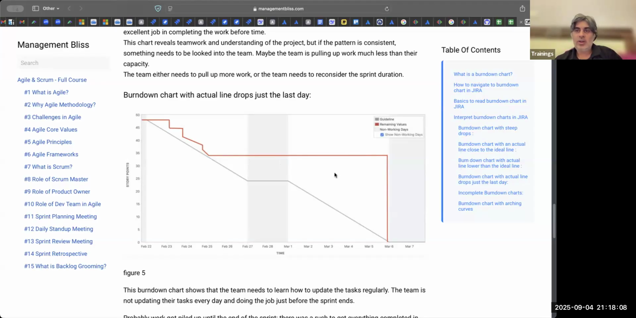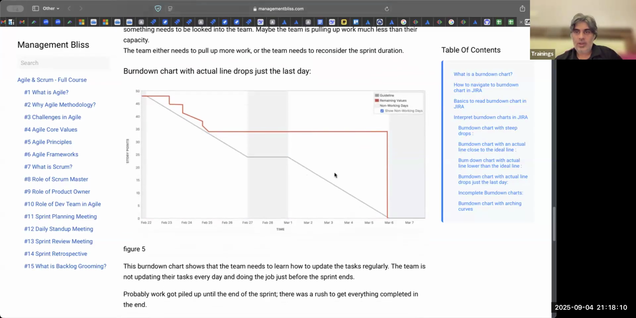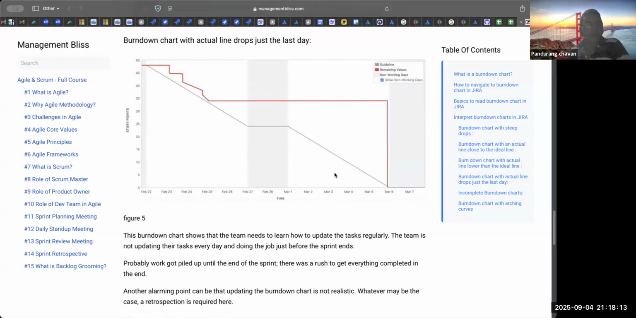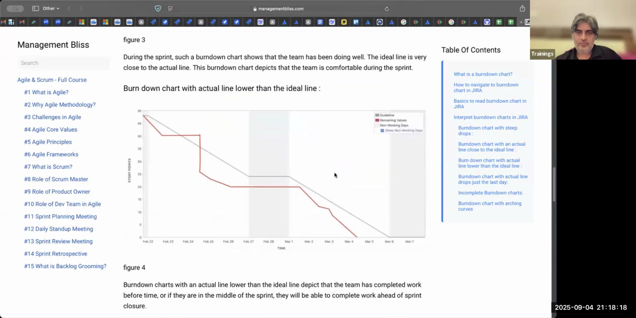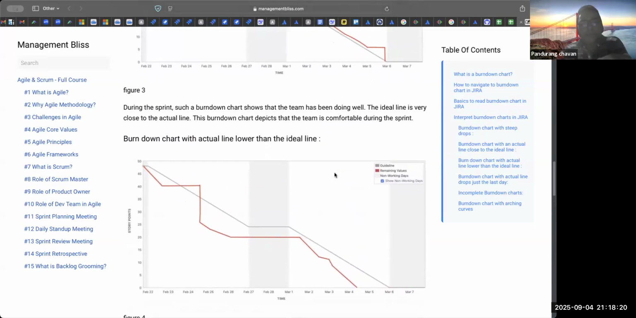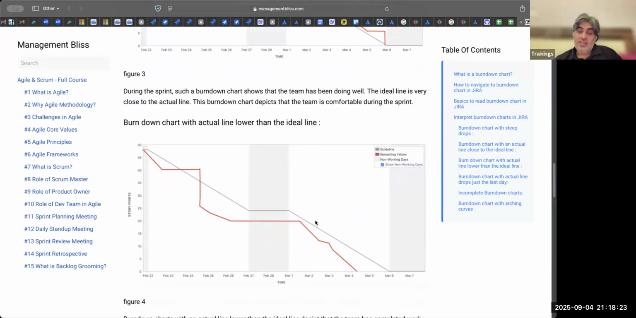Yes, Chavan sir, you had a question here. Can I complete? Previous chart, can you go to the previous chart? In this chart, the team can take more work within this sprint. If you look at this, they completed work 2 days prior to the closure of the sprint. Correct? They started on February 2nd and the last day was March 6th. Instead of completing it on March 6th, they completed it on March 4th.